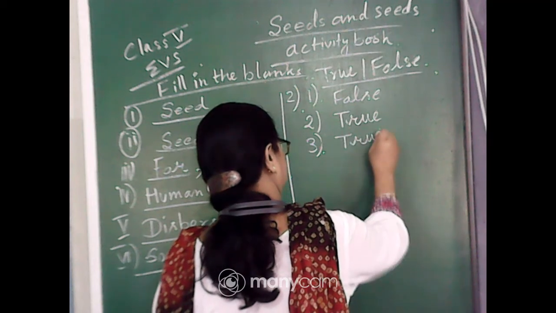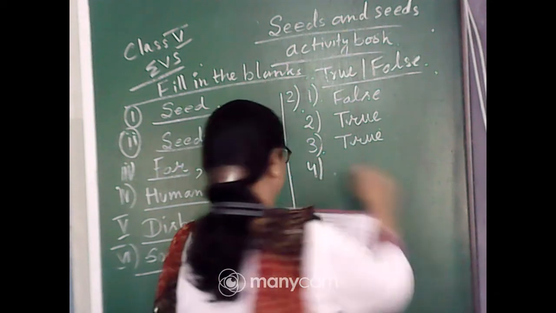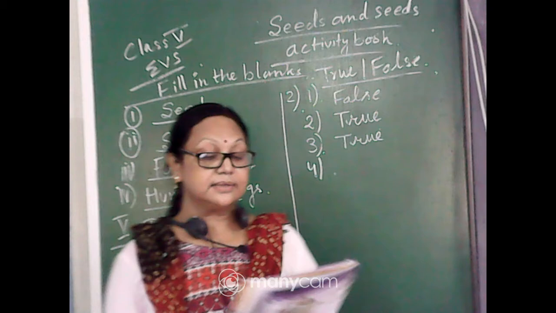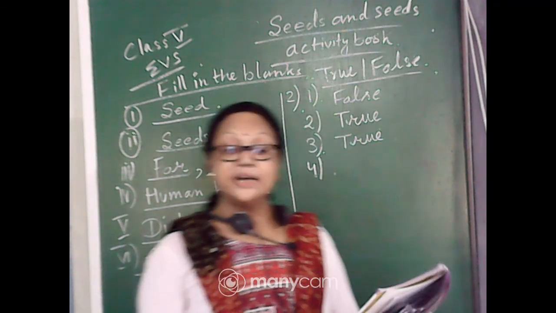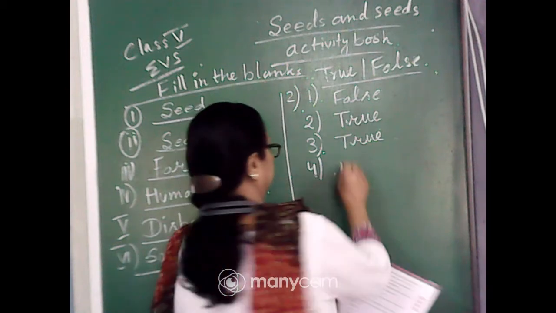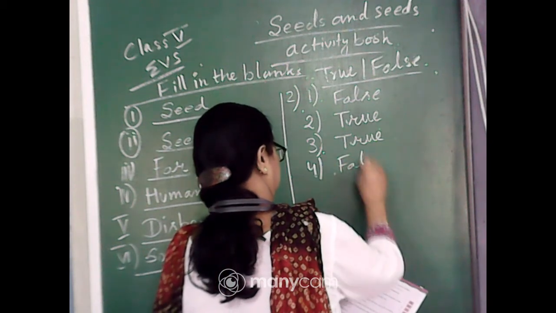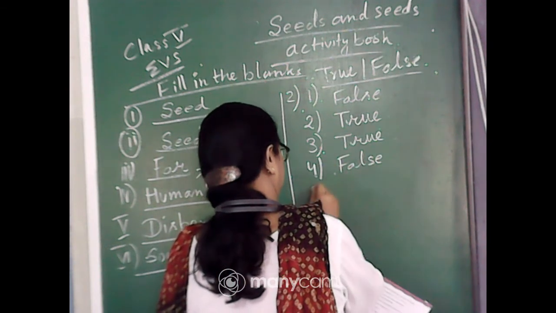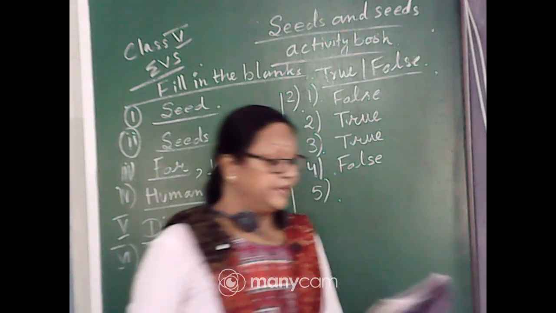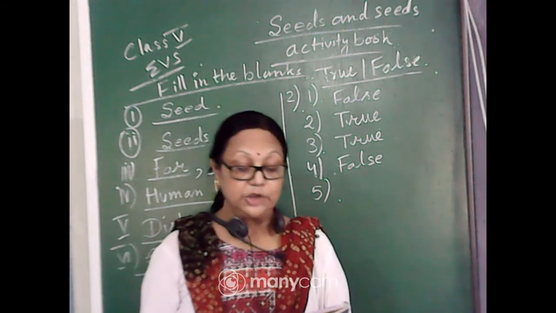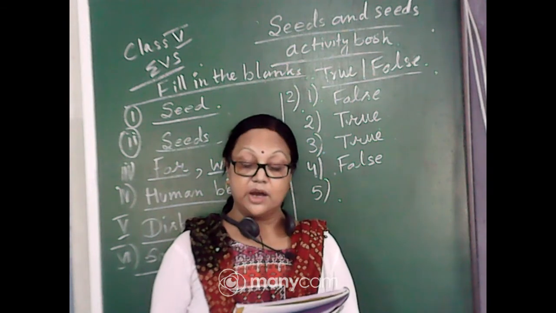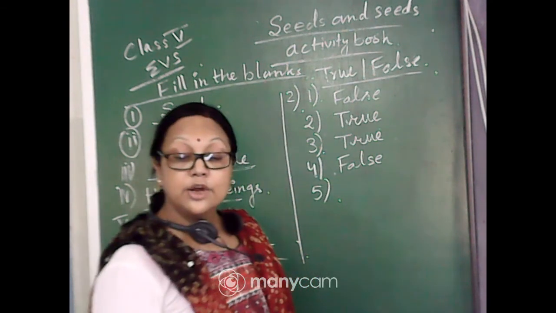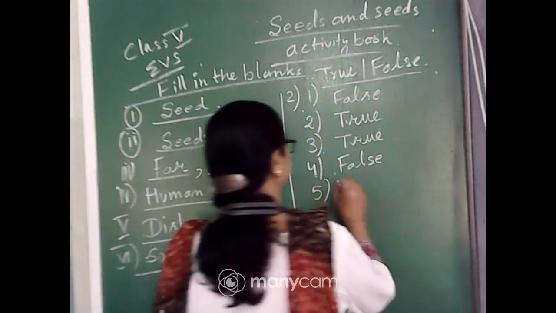The fourth one is seeds cannot reach far and wide, so it is a false statement. Fifth one is humans also help to transfer seeds from one place to another, knowingly or unknowingly. It is a true statement.